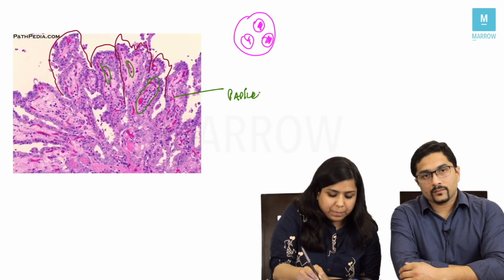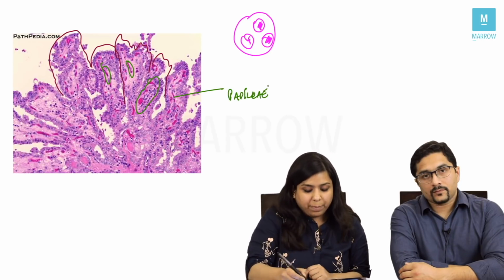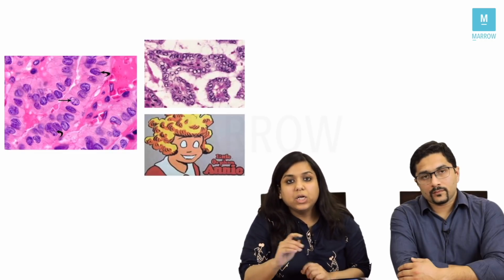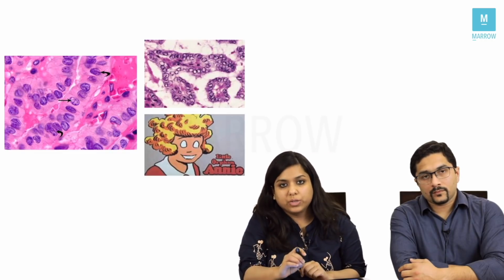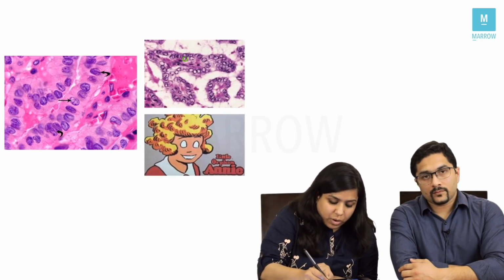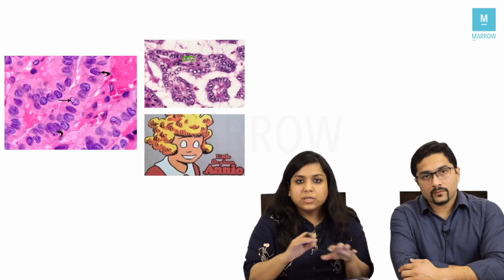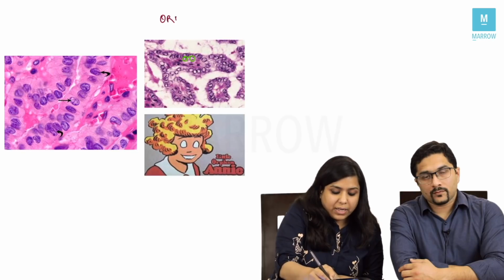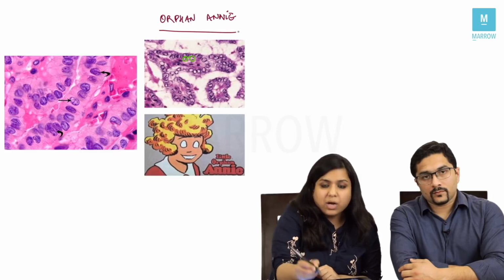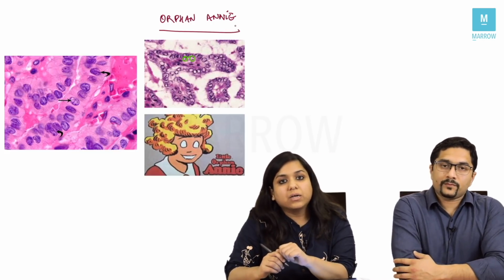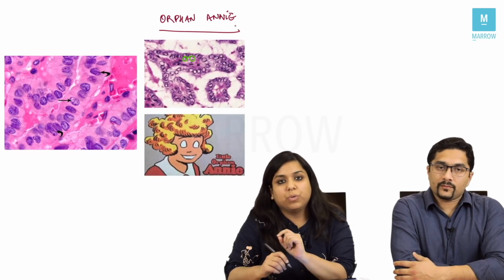We saw these papillae. When we saw the high power view, I saw that the papillae are not lined by normal thyroid follicular cells. Instead, they were lined by these cells which have clear nuclei. The cells did not have anything inside. That is why these are called Orphan Annie nuclei, or optically clear nuclei. You can't see anything inside, right? These Orphan Annie nuclei are a characteristic feature of papillary carcinoma of thyroid.